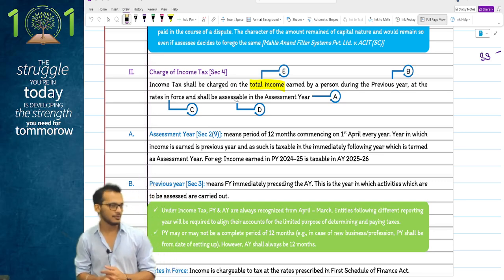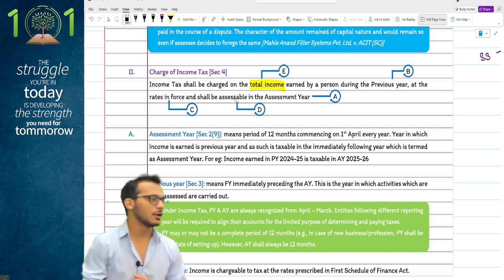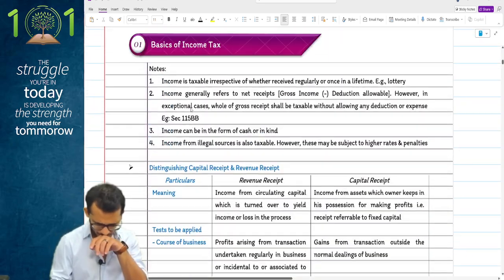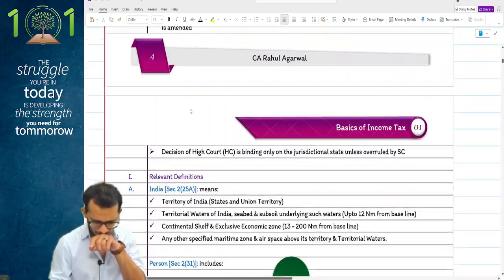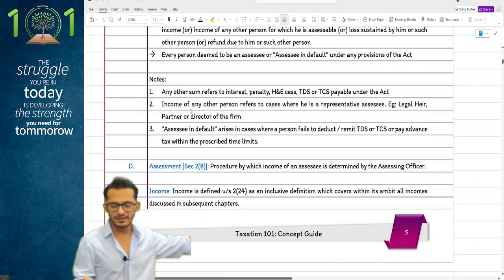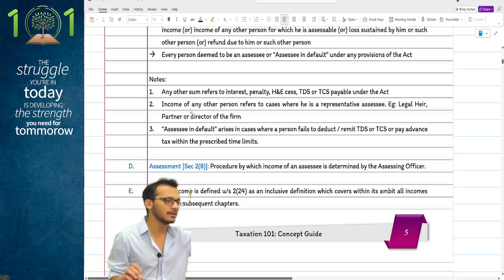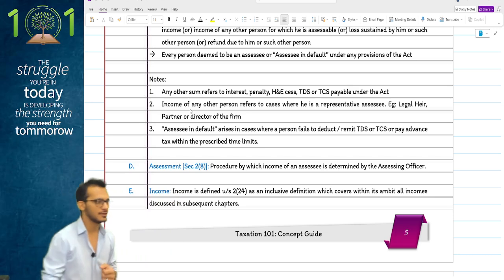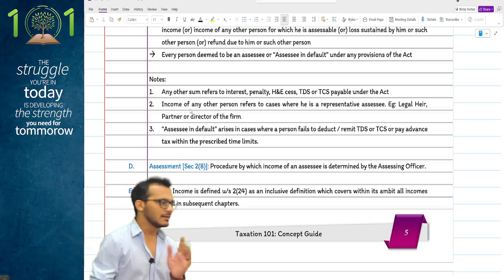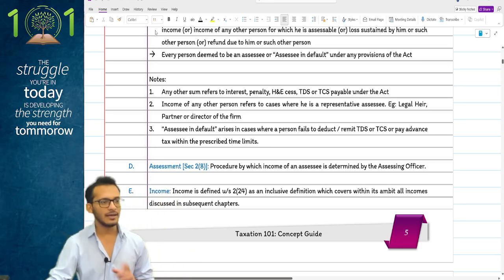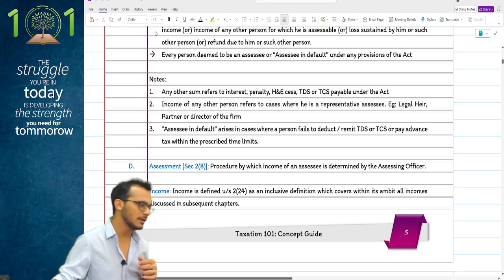It's like verification. Assessment is nothing but verification of what the income is. There is a definition of assessment somewhere. Assessment means a procedure by which the income of an assessee is determined by the assessing officer. Yes, that is what the assessment definition is. Clear enough to go? Yes, great. This is the last definitions of yours on assessment and assessing officer along with assessable.